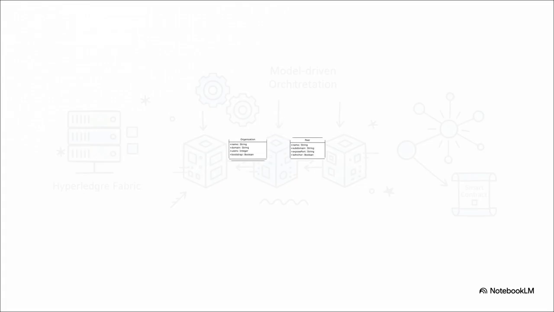Building outward from that configuration, the metamodel elegantly categorizes the actual network participants. On one side, we have the organization entity. This manages identity attributes, like domain names, the number of users, and whether it acts as the bootstrap node.